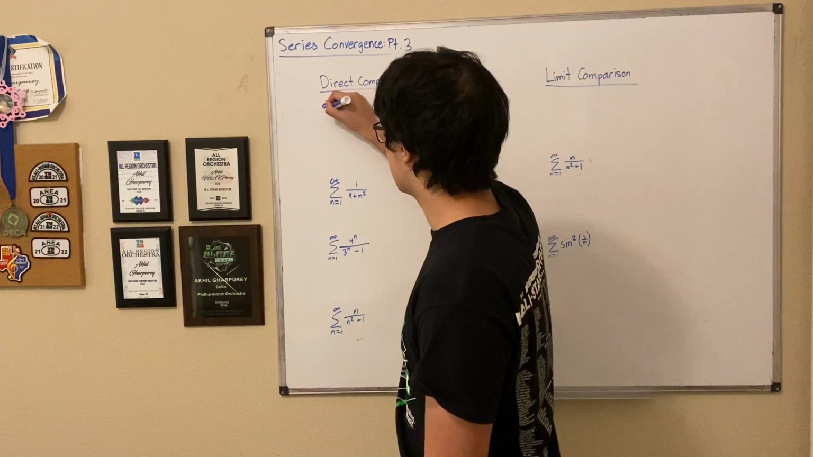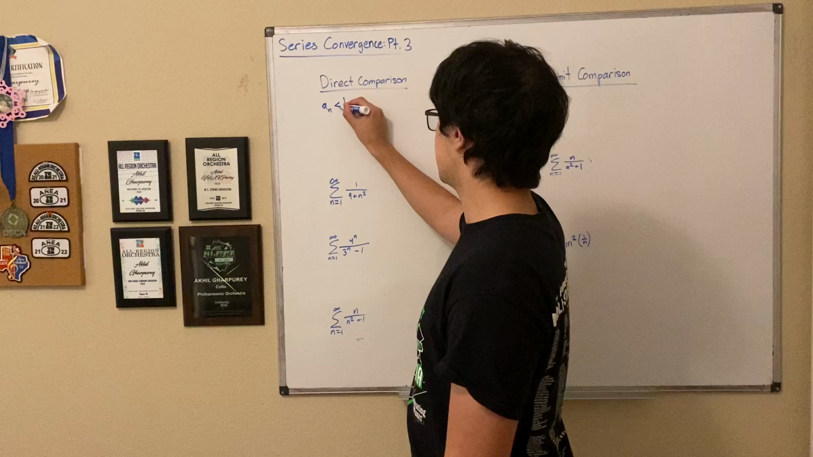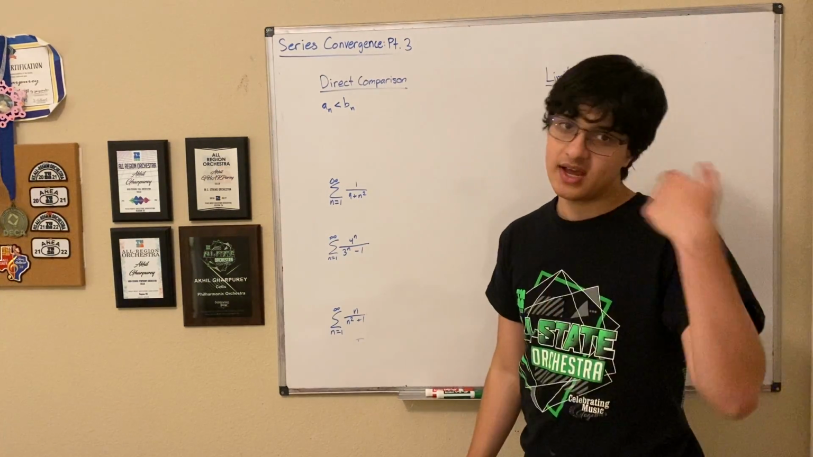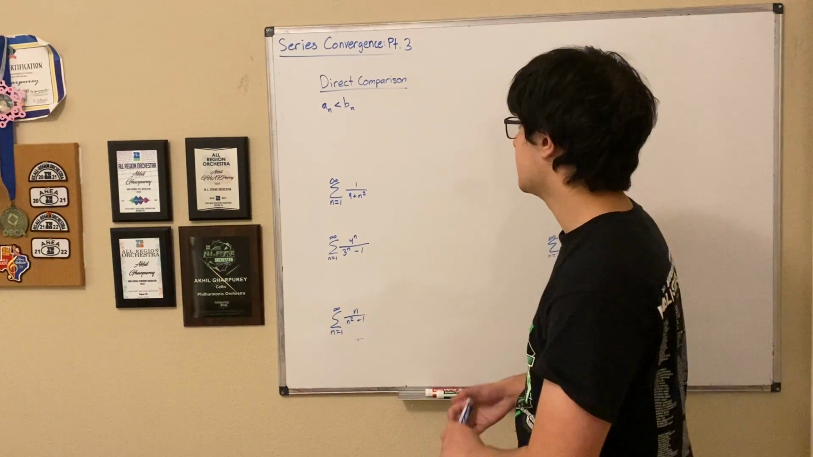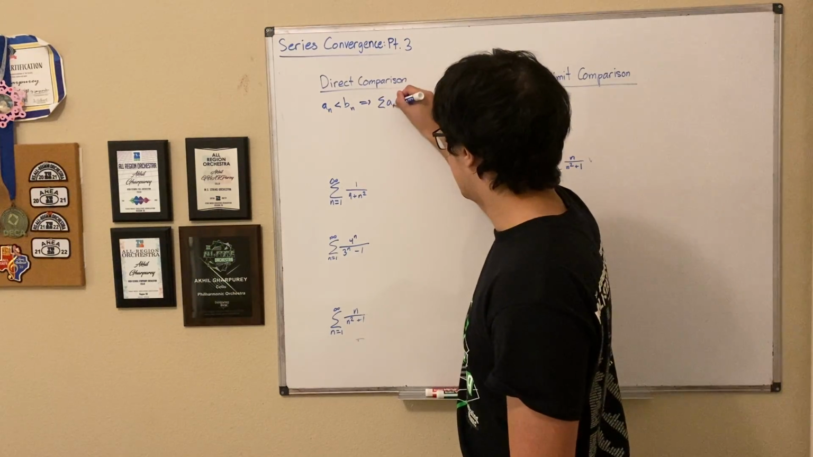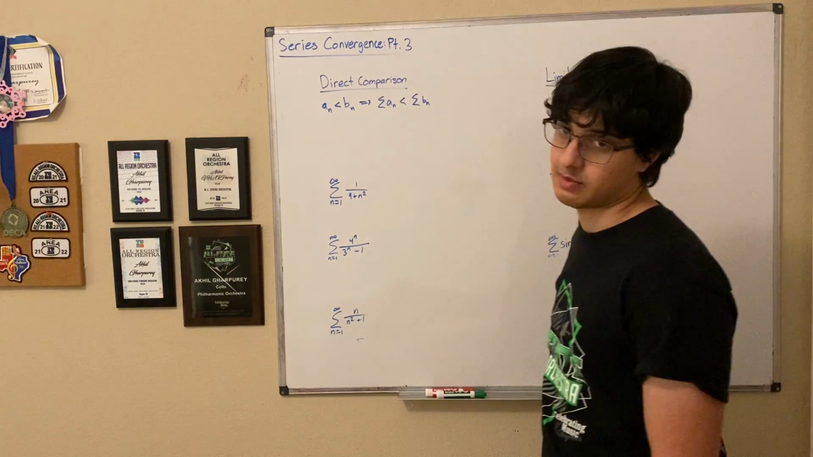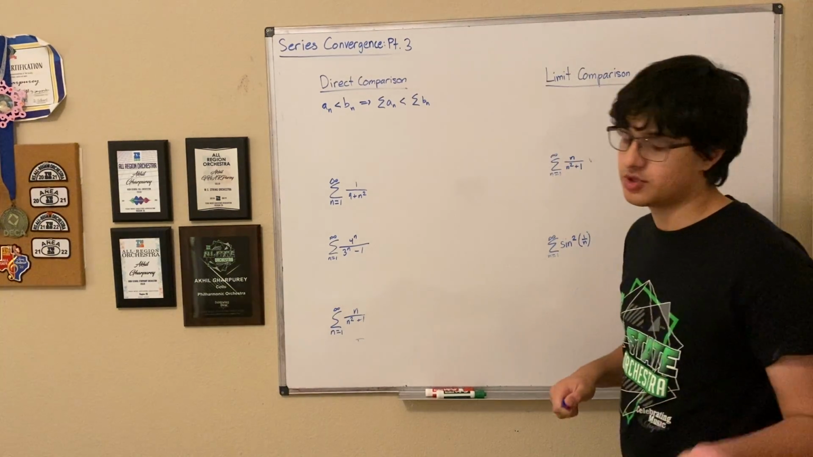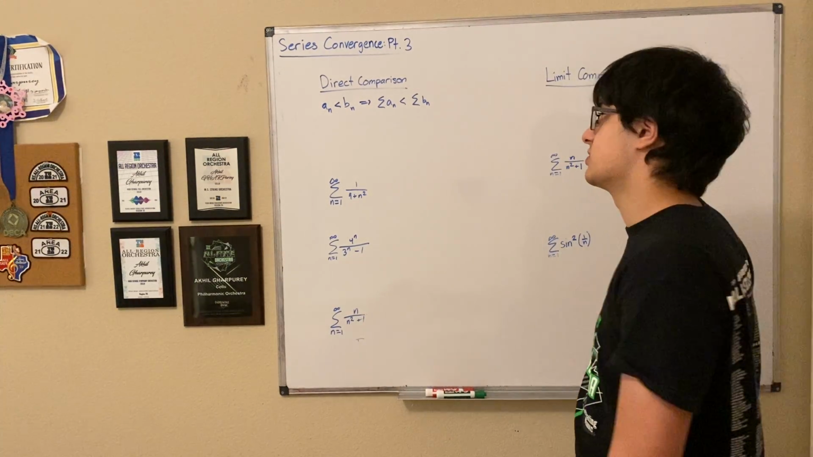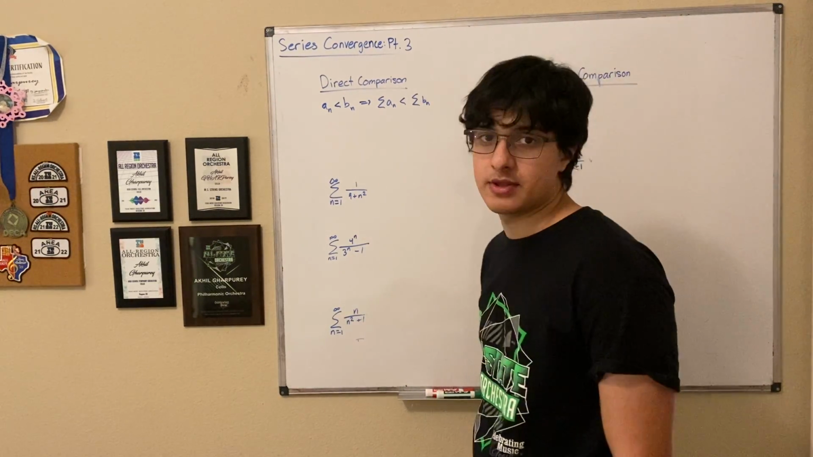Let's say we had two sequences, a sub n and b sub n. Let's say that a sub n is less than b sub n for all values of n. So a sub 1 is less than b sub 1, a sub 2 less than b sub 2, and so forth. If this is the case, then the infinite series of a sub n must be less than the infinite series of b sub n. And this is pretty intuitive. If you just sum up smaller terms, it's going to be smaller than the sum of comparatively larger terms. So let's go ahead and examine this here.